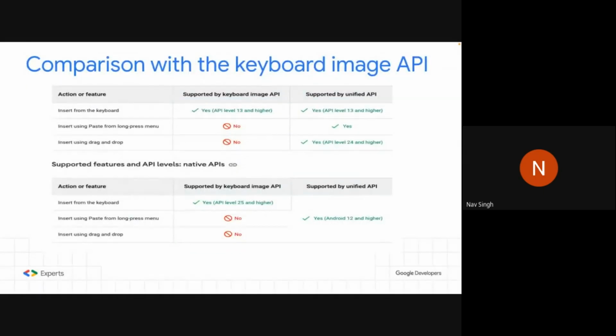If you have ever had experience with the keyboard image API, this is basically an extended version of that API, but it provides more support than the existing one. For example, insertion from the keyboard, long press menus, and drag and drop, all these features are supported by the unified API. And it also supports all the options of the native API.